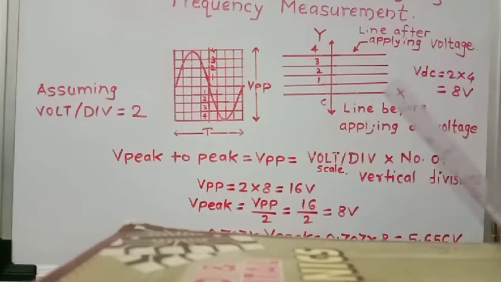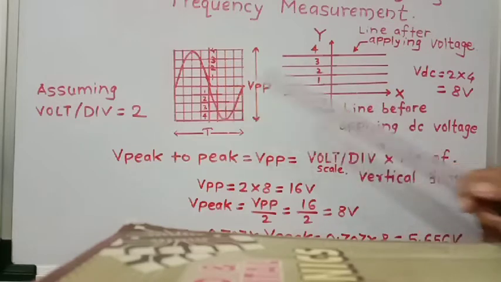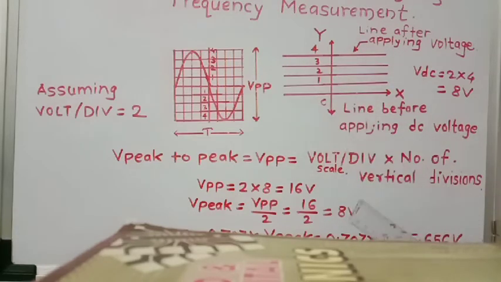amplitude or voltage, AC voltage or DC voltage, by using the cathode ray oscilloscope. So first we will study voltage measurement, that is, the use of CRO for voltage measurement. There are two types of voltages, AC voltage and DC voltage.